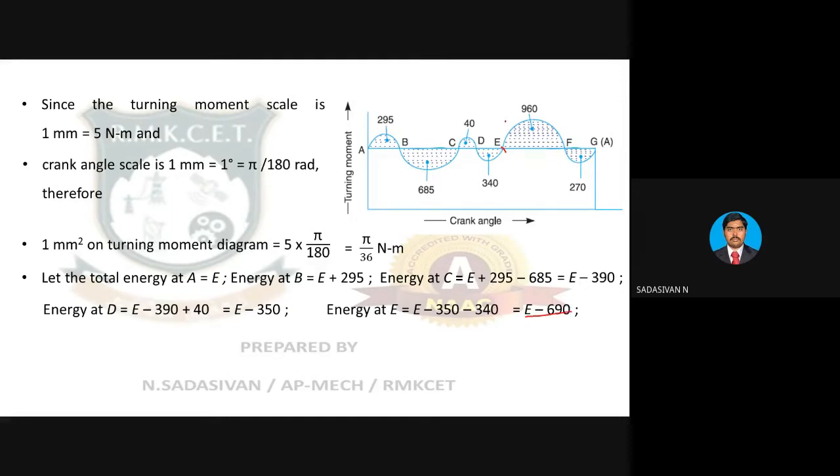Okay, so now the F point. Here you have an enormous upsurge in energy, the power stroke comes. Therefore, take the previous energy, keep it as it is and add 960 for energy at point F. The energy at point E is E minus 690, plus you have 960 added at this point. So therefore it becomes E plus 270. These numbers you have to solve with a calculator. So energy available at point F is E plus 270.